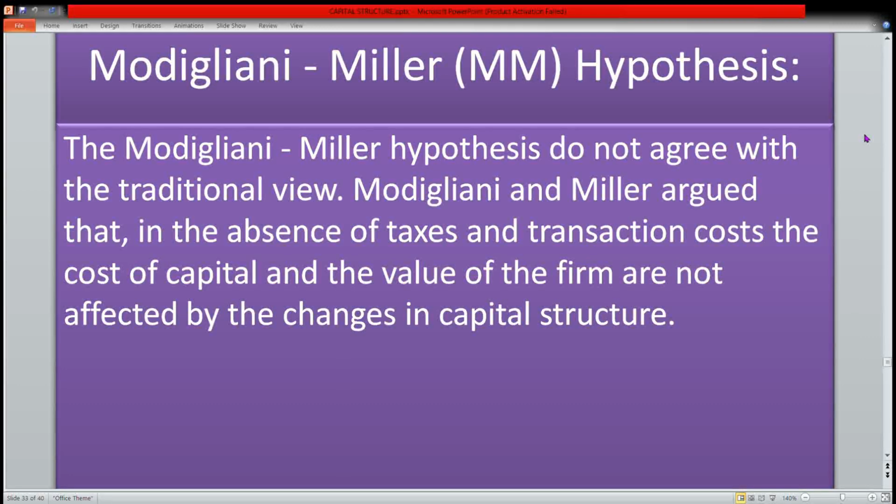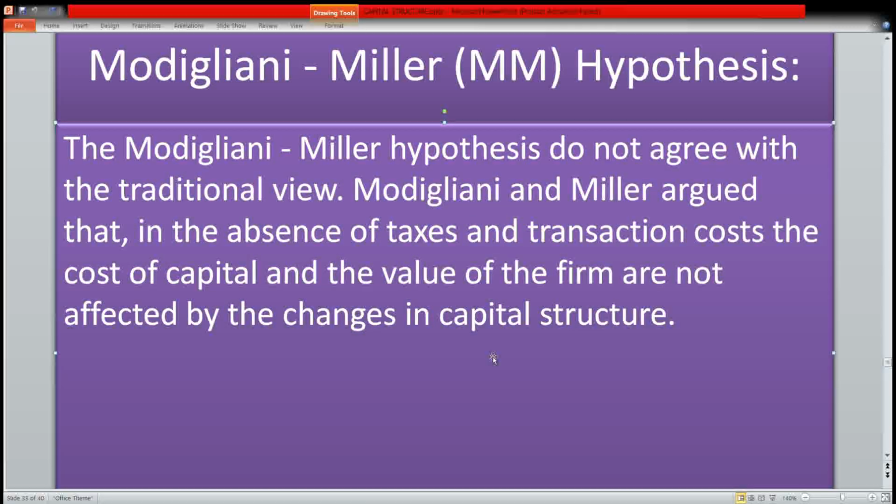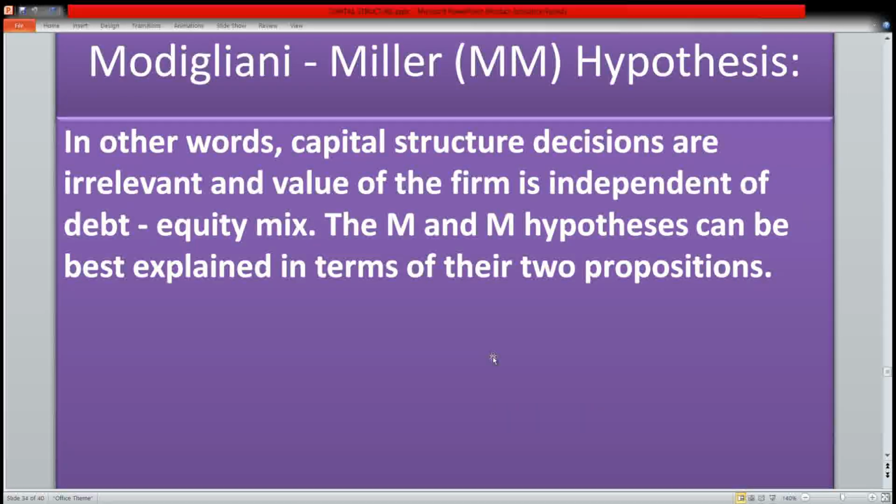Modigliani and Miller argued that in the absence of taxes and transaction cost, the cost of capital and value of firm are not affected by change of capital structure. In other words, capital structure is irrelevant and the value of the firm is independent of the debt equity mix. That means there may be a change in debt and a change in the mixture of equity, but the value of the firm remains unchanged because the capital structure has no effect on the valuation of the firm.